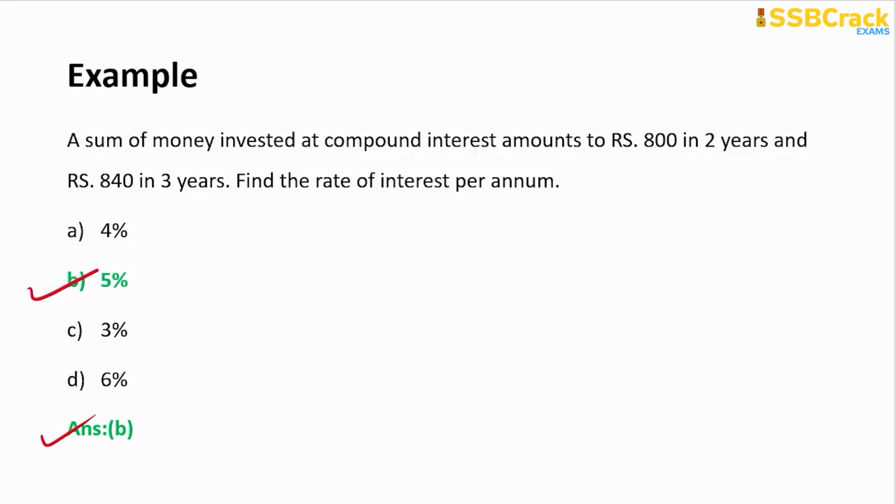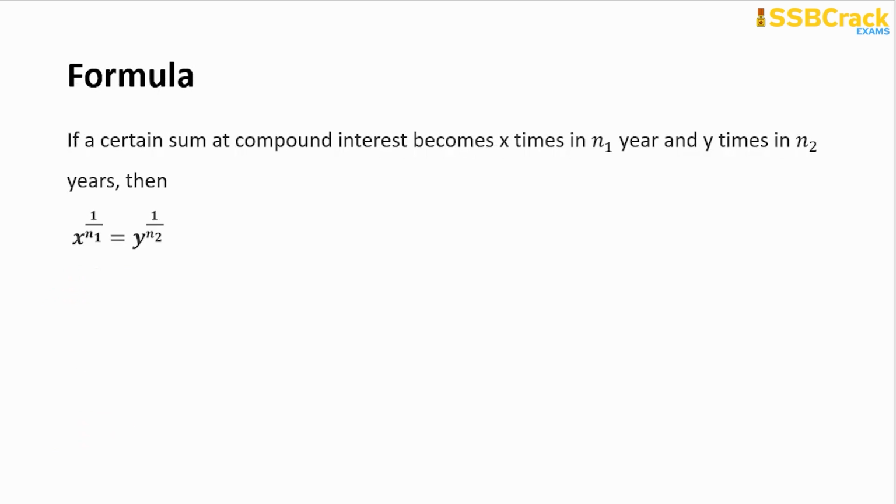Alright, now let's come to the next formula based upon the concepts of compound interest. If a certain sum at compound interest becomes x times in n1 years, that certain sum, that is the initial P, becomes x times. See, they said x times means it becomes xP.